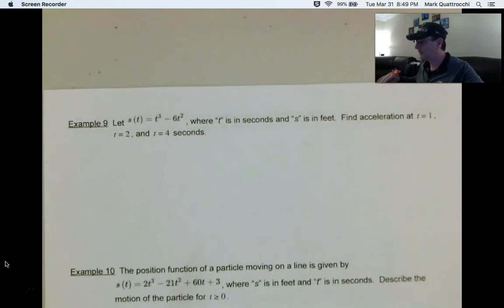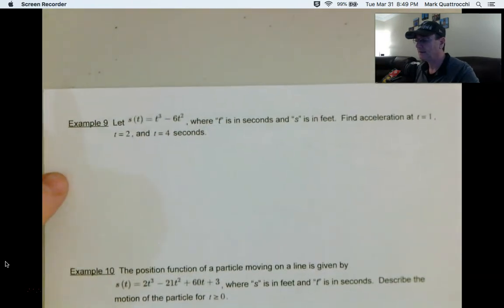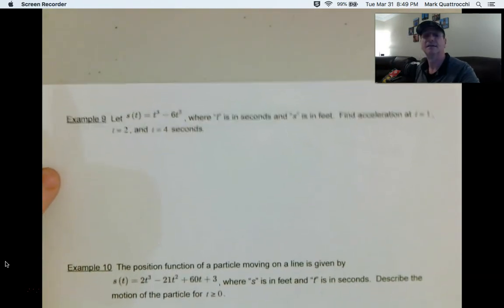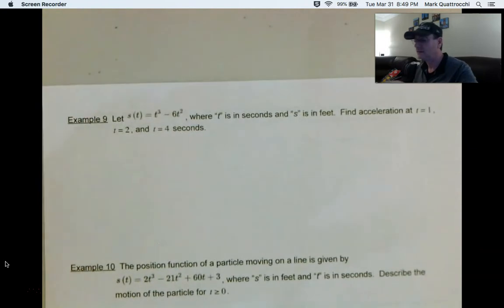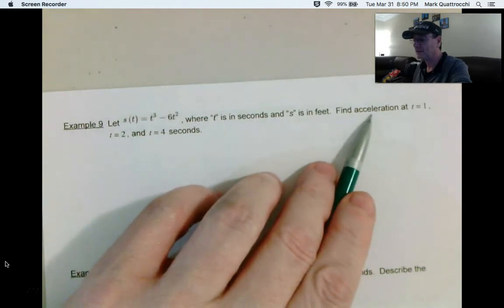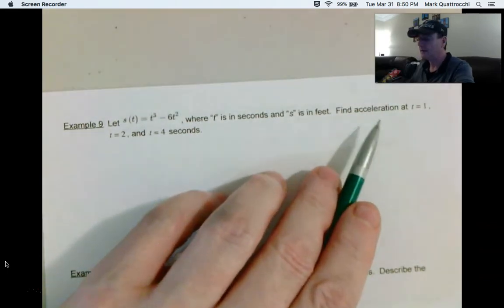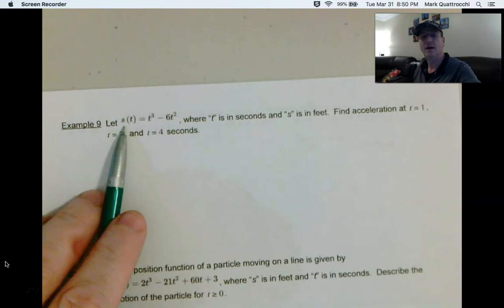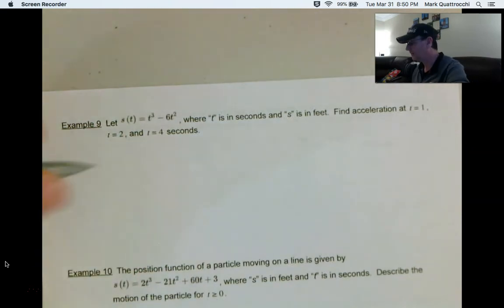That's example 8. A couple last problems. Let s of t equal t cubed minus 6t squared, where t is in seconds and s is in feet. Find the acceleration at t equal to 1 second, t equal to 2 seconds, and t equal to 4 seconds. Again, we want to find acceleration. So acceleration is the second derivative of position.